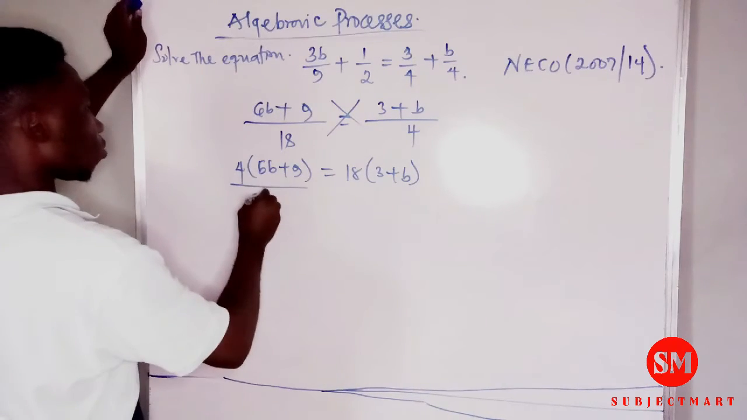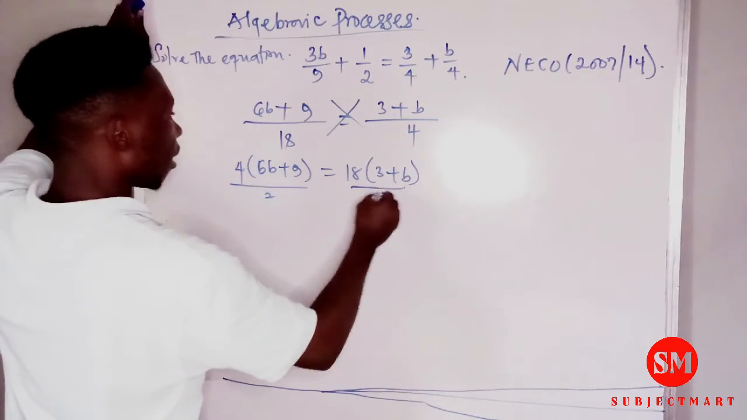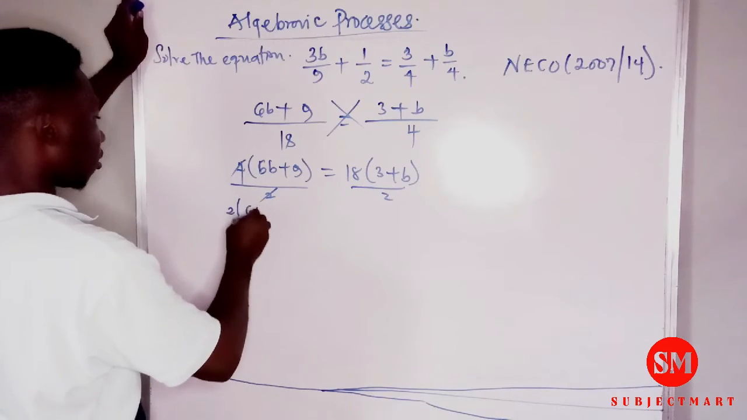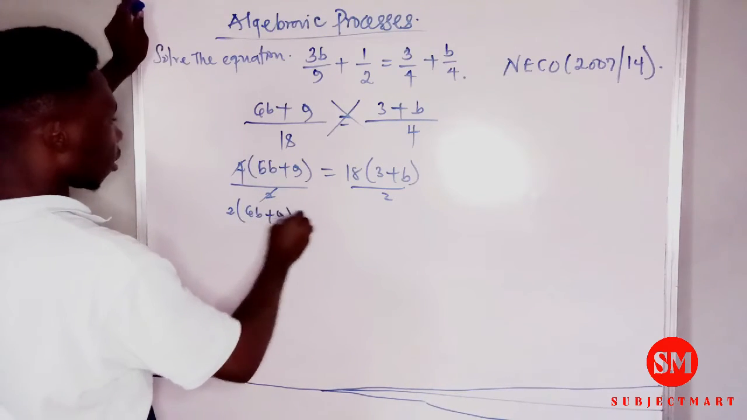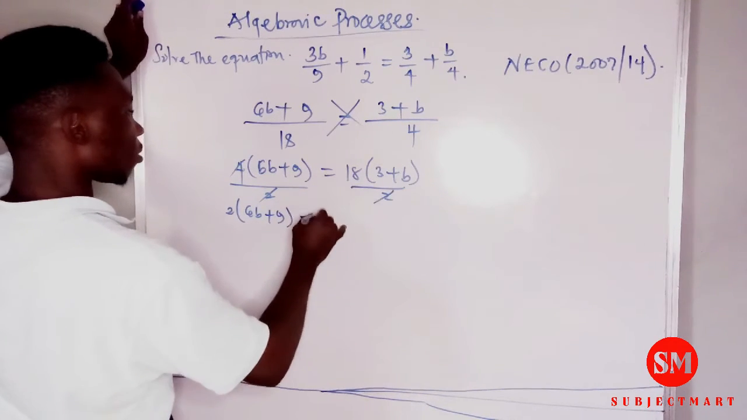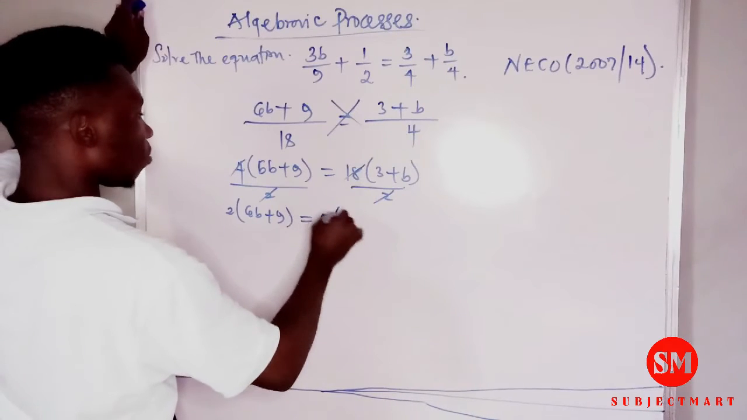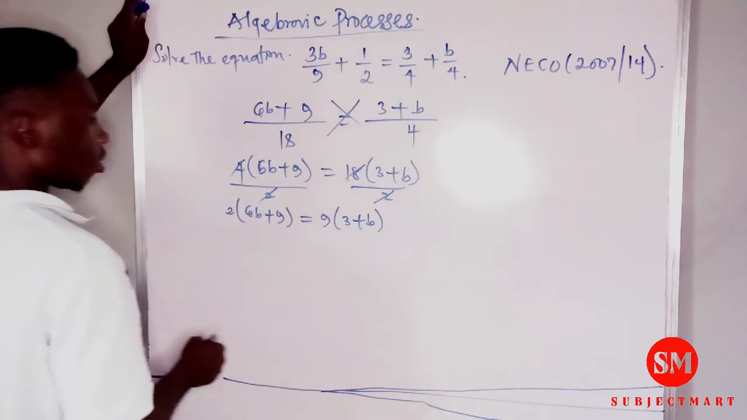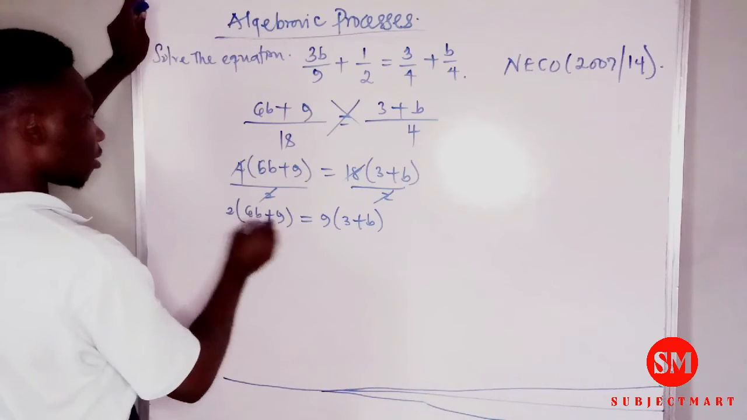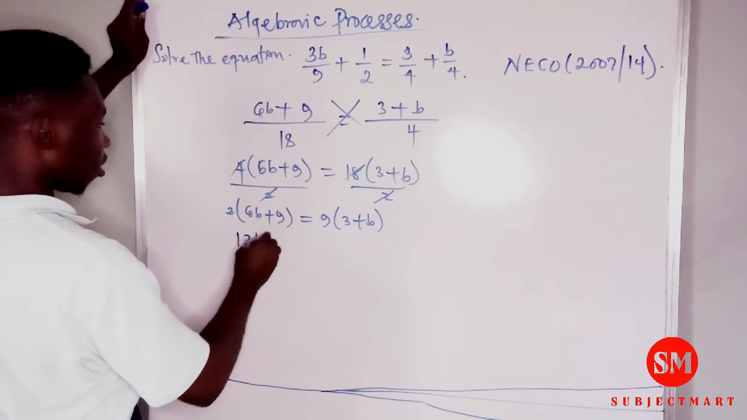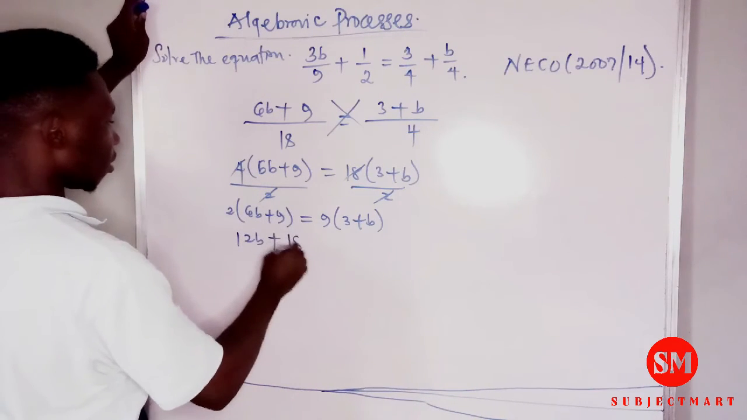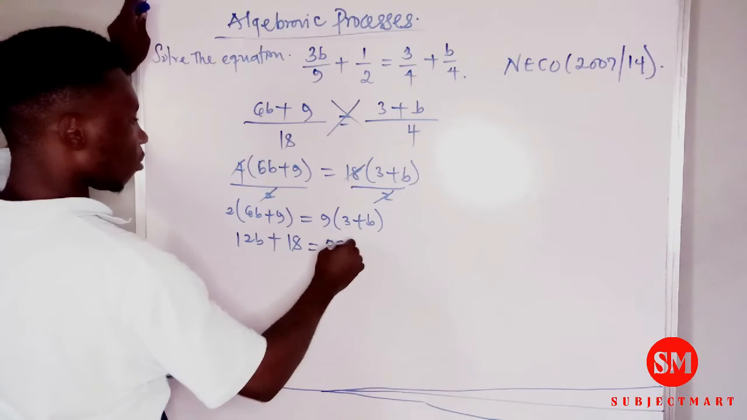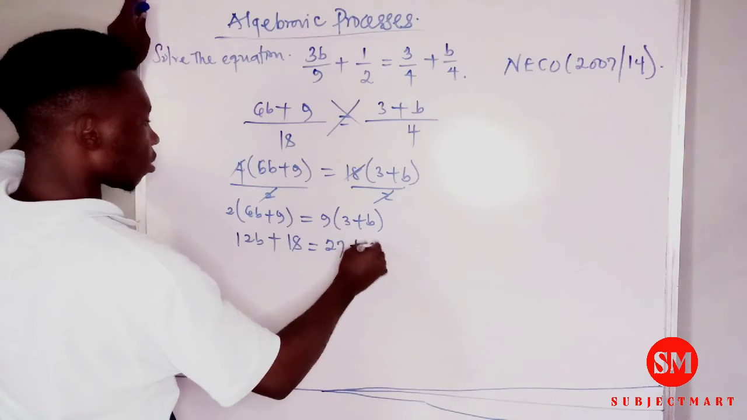So at this junction, 2 is common, divide both sides by 2. 2 cancel, then this becomes 2 open bracket, 6b plus 9 is equal to 2 here, 2 cancel here, that's what? 9 open bracket, 3 plus b. So at this junction, I can expand. 2 times 6b gives us 12b, plus 2 times 9 gives us 18, is equal to 9 times 3 gives us 27, plus 9 times b gives us what?